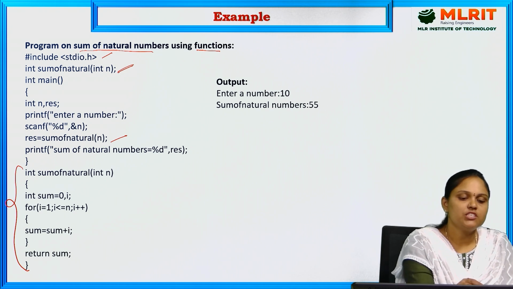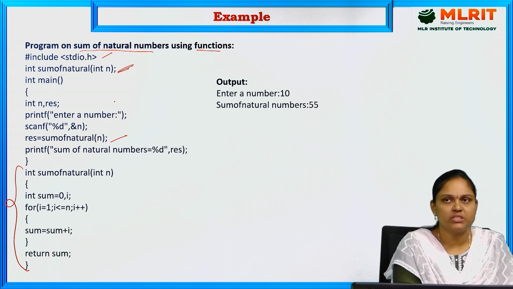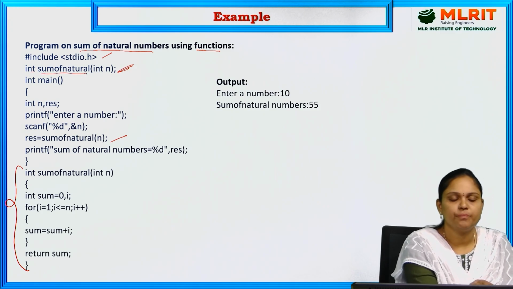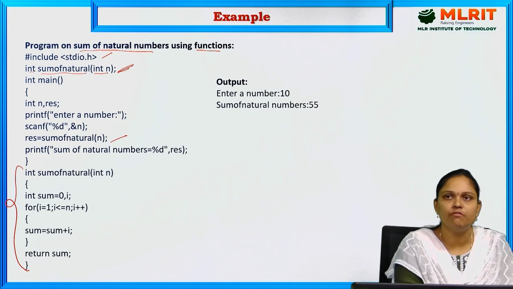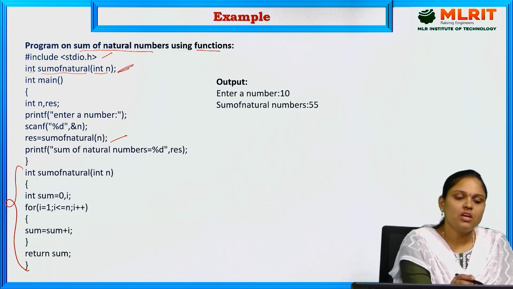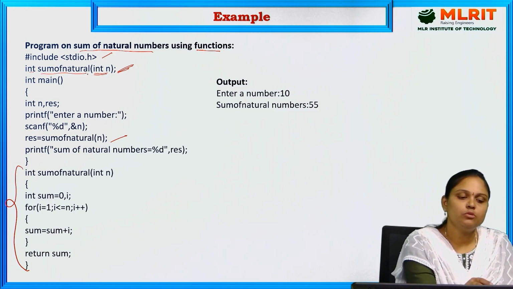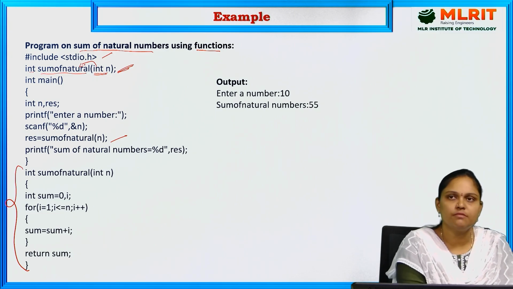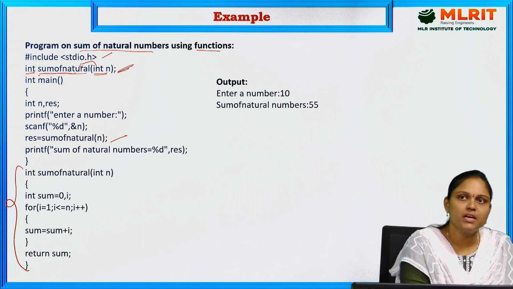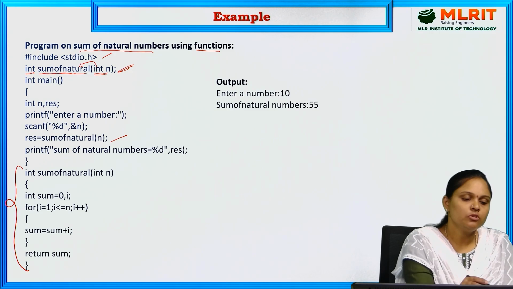Coming to the function declaration, we are writing it as per the syntax. The return data type is int, the name of my function is sum of natural, and the input that I am passing is the n value. The parameter list is nothing but what kind of data type we are passing as an input to the function. So I am passing the integer data type to the sum of natural numbers function. The return data type is the type of output we are getting from this function, which is integer type.